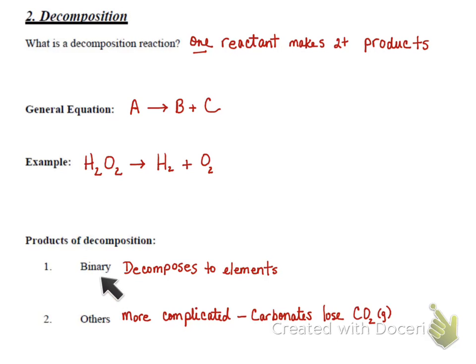If it's binary, which means it has just 2 elements, for example, hydrogen peroxide up here has 2 elements, hydrogen plus oxygen. If it's binary, then we say that it's going to decompose to make its elements. If it's not binary, if it's more complicated, we don't usually predict those except in the case of carbonates. So if we have something that has a carbonate, or CO3, then it's going to fall apart and make CO2, and we'll see an example of that.